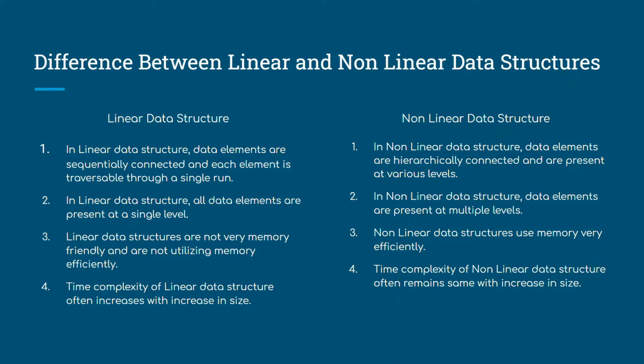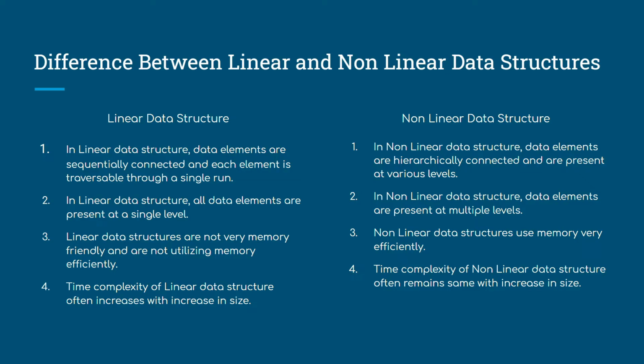So what is the difference between linear and non-linear data structures? In a linear data structure, data elements are sequentially connected and each element is traversable through a single run. What does this actually mean? It means all the data elements will be stored in a sequential manner as we discussed earlier, from A0 to AN, so that we can traverse the elements one after another. In non-linear data structures, we have seen that all the data elements are stored in a hierarchical fashion, so it creates multi-level paths.